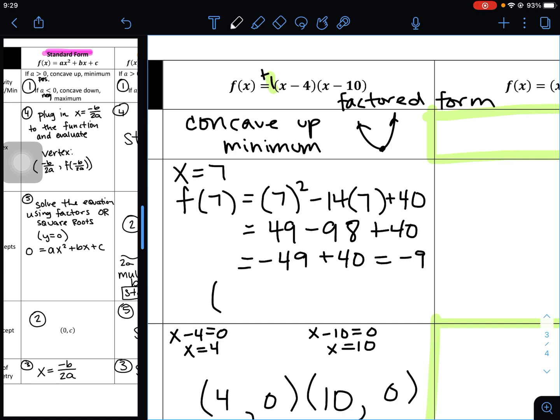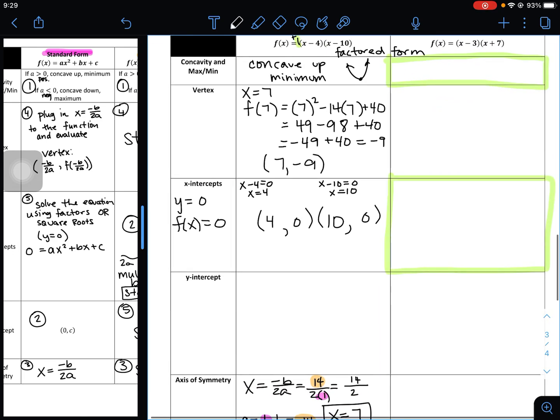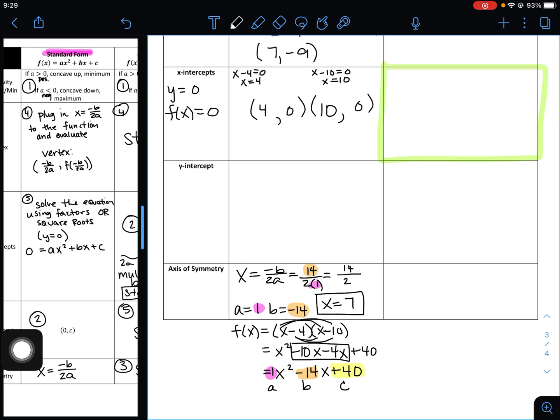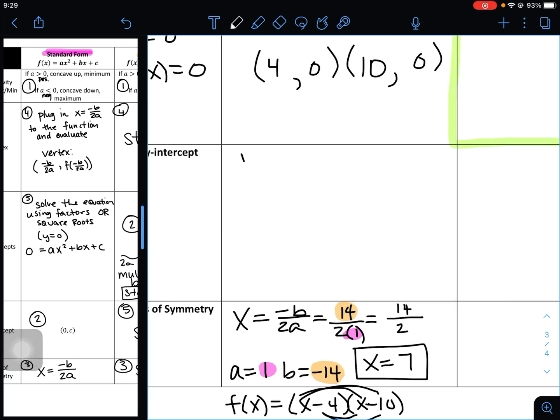So our vertex, the x value, came straight from that axis of symmetry. X was equal to 7, and the output y value is negative 9. We get a vertex of (7, negative 9). And then finally, we're able to figure out the y-intercept. That was step 2 when we had standard form. That comes straight from the function. Once you know the standard form of your function, the y-intercept is your c value. So our c value is positive 40 in this case, so the y-intercept is (0, 40).